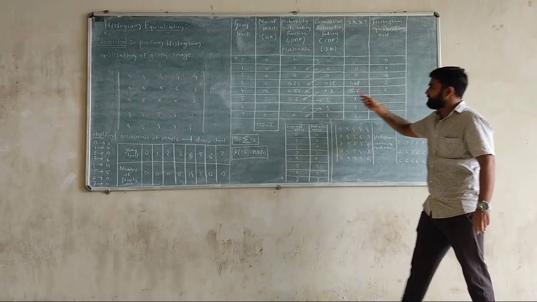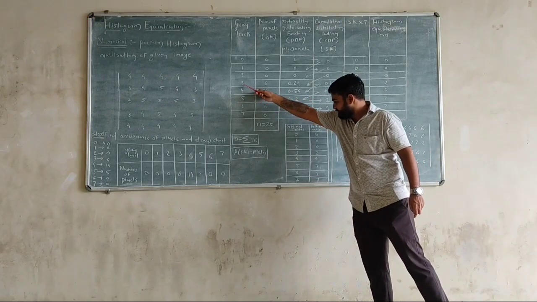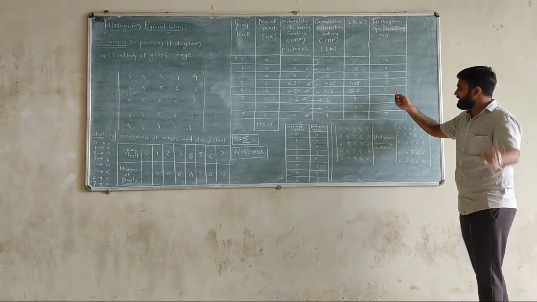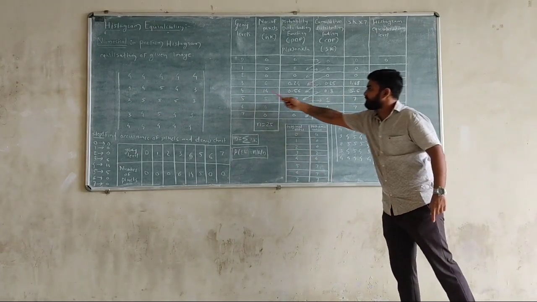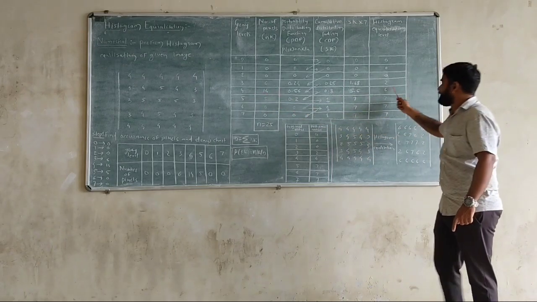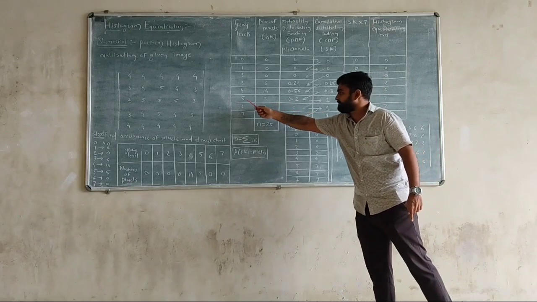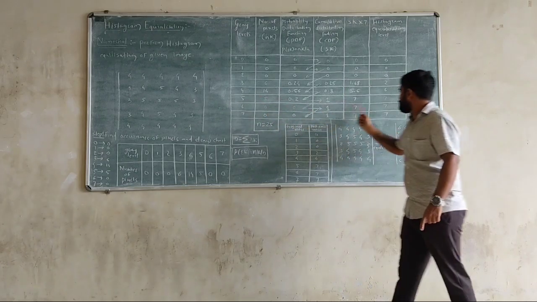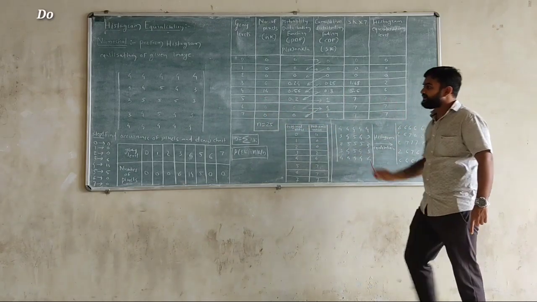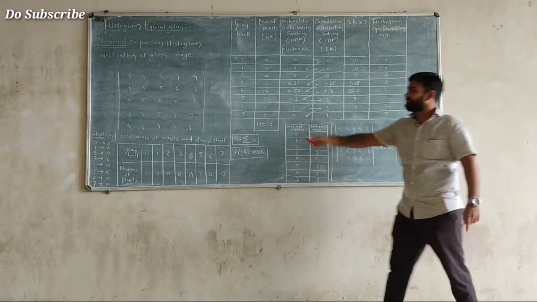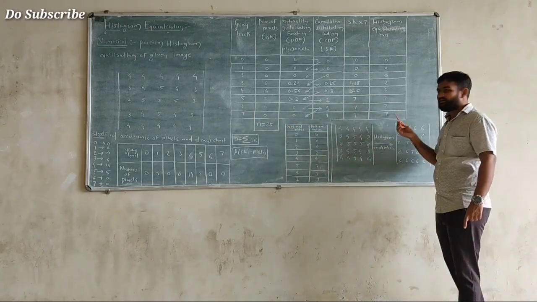So instead of a 3, what we have to write? We have to write a 2. Similar to that, instead of 4, we have to write 6. Instead of this 5, we have to write a 7 here. Instead of a 6, we have to write 7 here. And instead of 7, we have to write a 7 here.